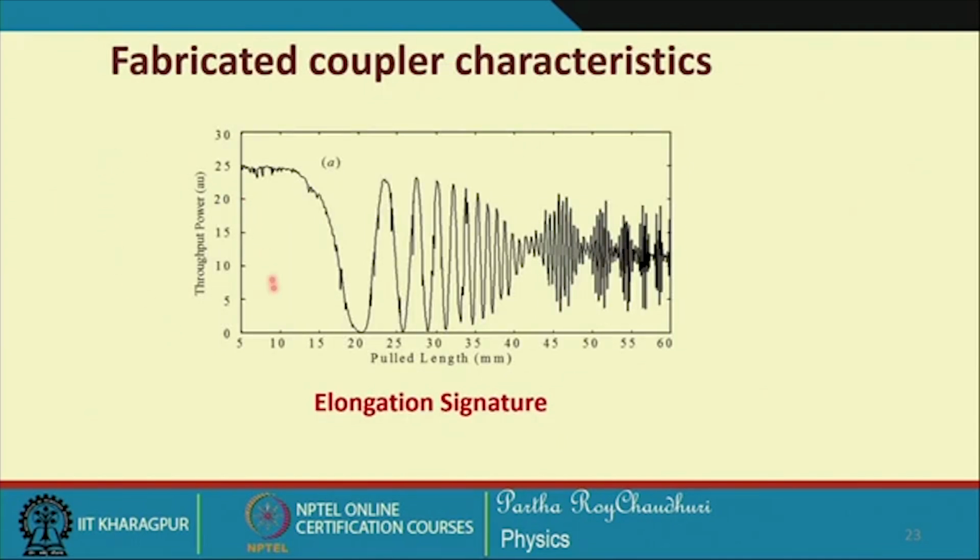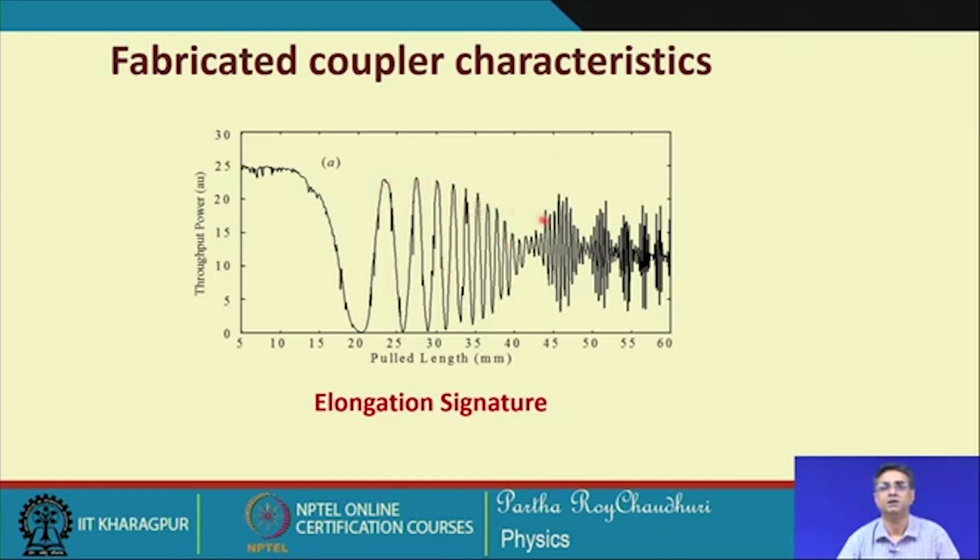When you fabricate with the real time monitoring system, you can see the coupling signature. If you monitor one of the output ports, the transmitted port, initially you have the maximum power, then it falls and becomes 0. Of course, at that time the coupled power must be maximum. When the transmitted power is 0, it again becomes maximum, minimum, and then you have a periodic bunching effect in the power also.